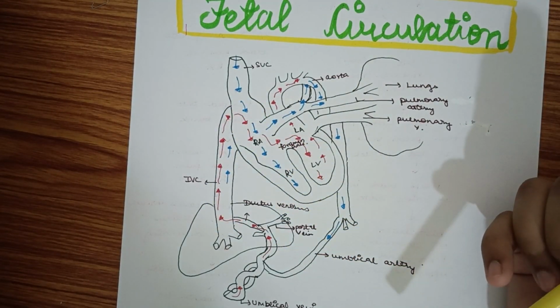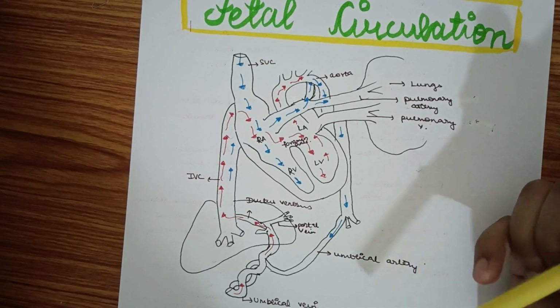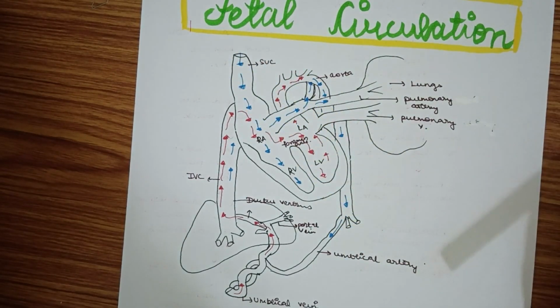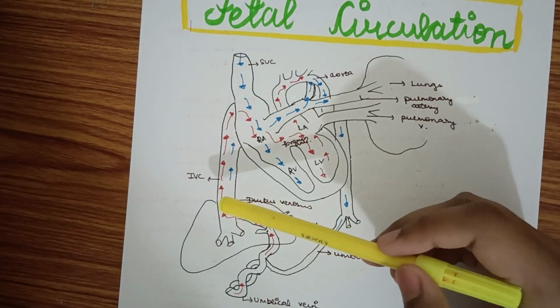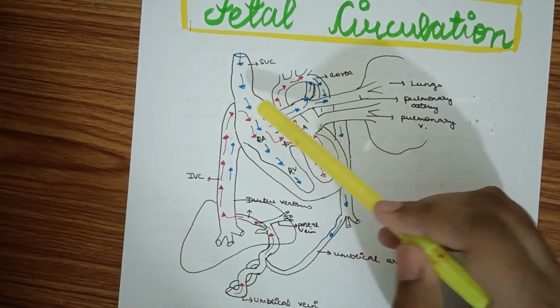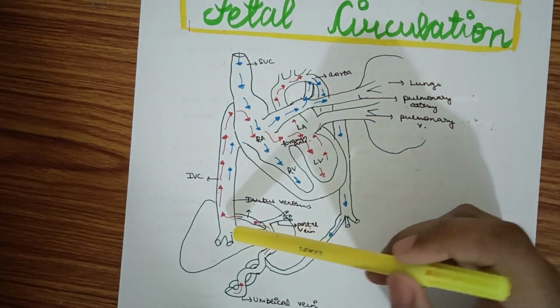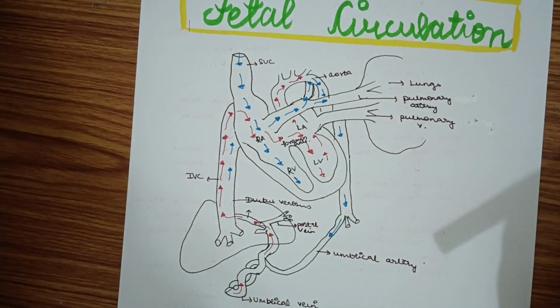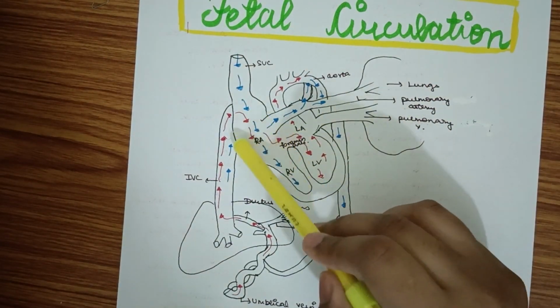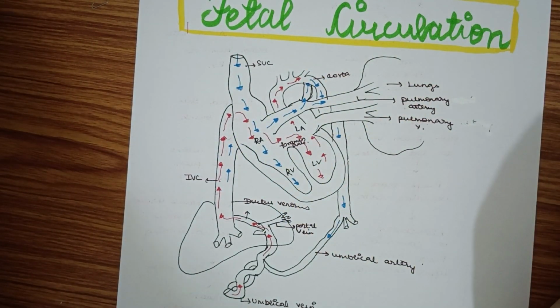Also, the right atrium receives deoxygenated blood from the upper extremities via the superior vena cava. So both from the inferior vena cava and the superior vena cava, the right atrium receives deoxygenated blood and also oxygenated blood from the inferior vena cava. So the right atrium now has both oxygenated and deoxygenated blood.